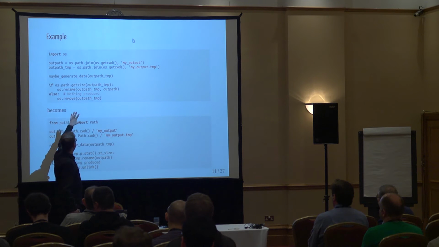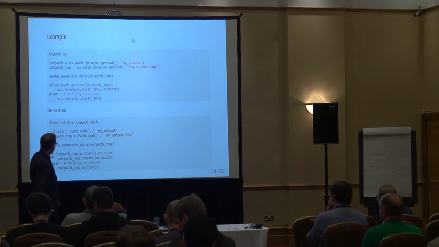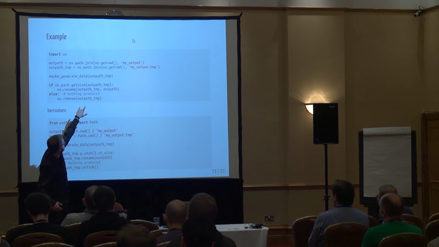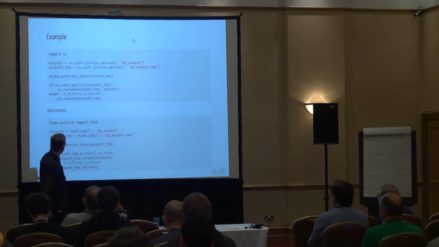So there's a lot of path function going on here. We join some paths at the top with the current working directory. We ask for a path or the size of a file. We rename and remove. When you rewrite this with pathlib, basically the os.getcwd becomes the Path.cwd function. Instead of using os.path.join, you basically use the division operator or slash operator to join paths together. And then we call the function with the same parameter.